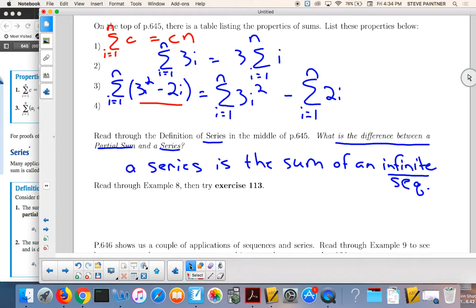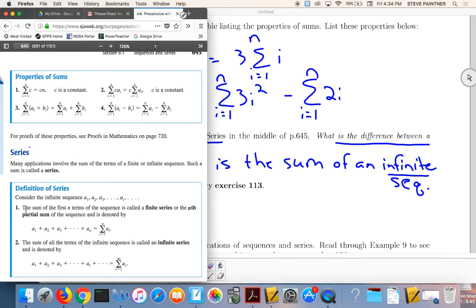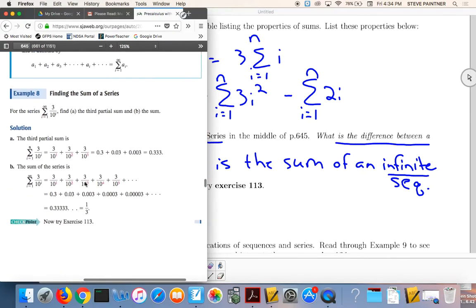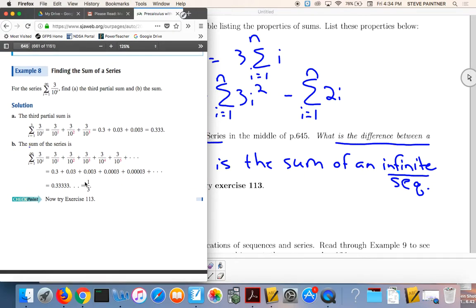This wants us to read through example 8, then try exercise 113. So I'm going to find example 8. It wants us to find the sum of a series. So we're finding the sum of an infinite sequence. In the first part of this example, they're finding the third partial sum, and in B they're just finding the sum. That means they're finding the sum of the entire, whole infinite series. For the third partial sum, you can see that they're just summing from 1 to 3. That's what the third partial sum means. So it's 3/10 plus 3 over 10 squared plus 3 over 10 cubed. And they get an answer. You can read through that.